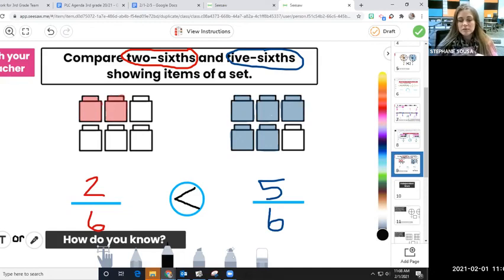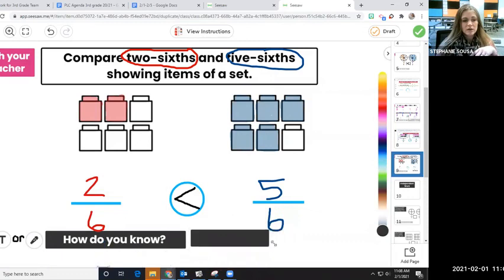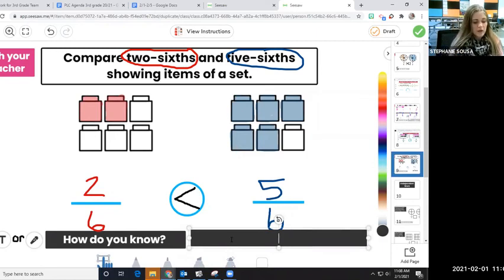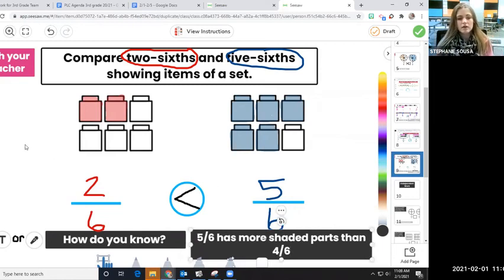Again, we've been asked to explain how we know, and we're going to explain how we know using math vocabulary. We're not just going to say it's bigger. That doesn't tell us which piece is, and that doesn't tell us why it's greater, okay? So I'm going to get a text box. I'll invite you to do the same thing. I'm going to move my text box down here so that it's long enough to record my writing. And I will put 5/6 has more shaded parts than 2/6. That's how I know that 5/6 is greater than 2/6.